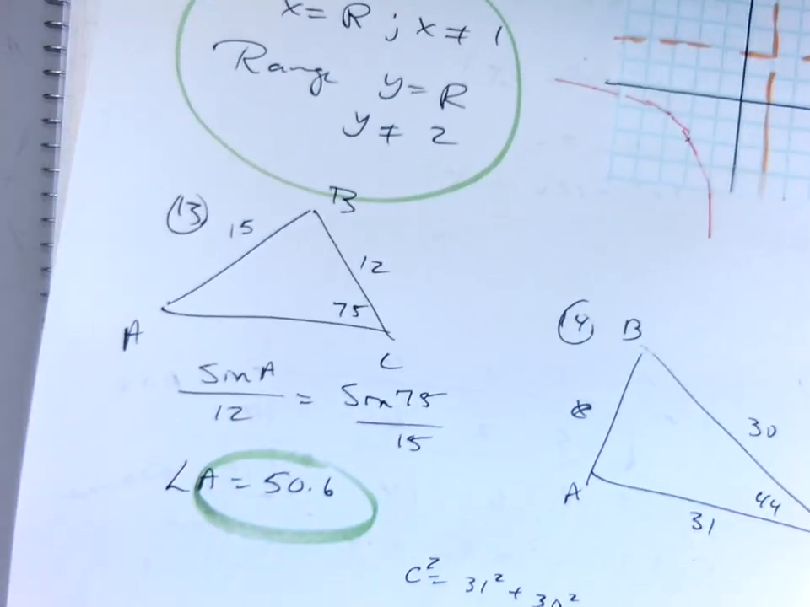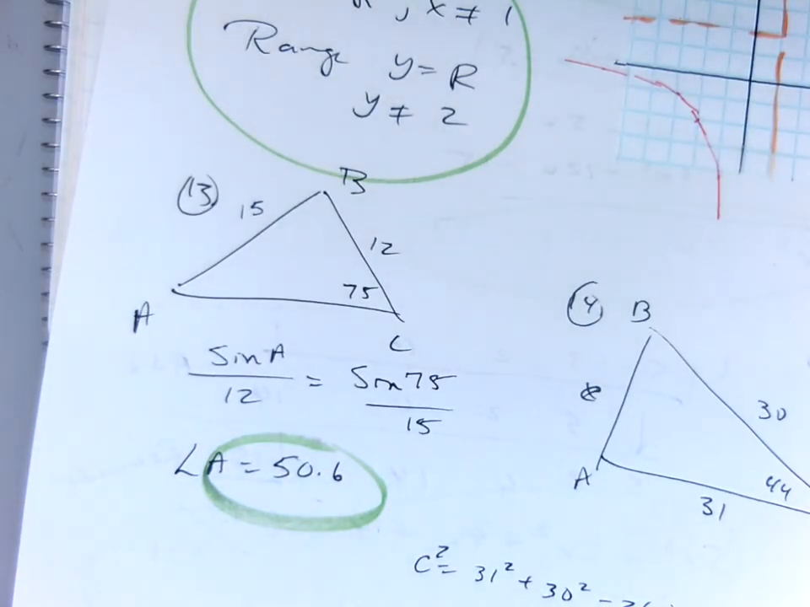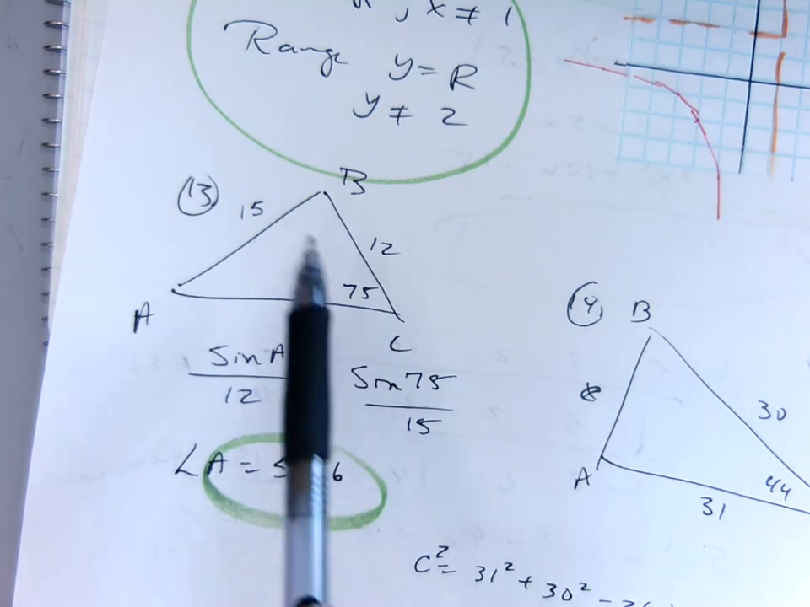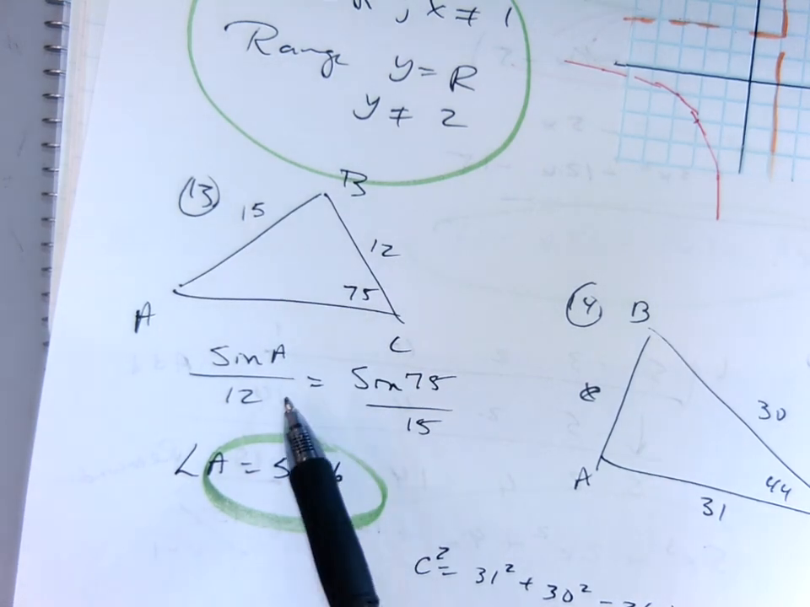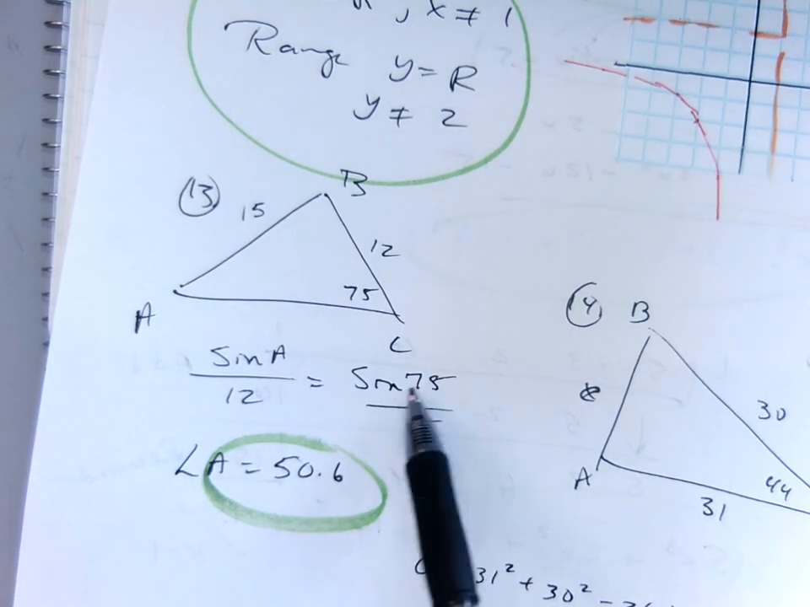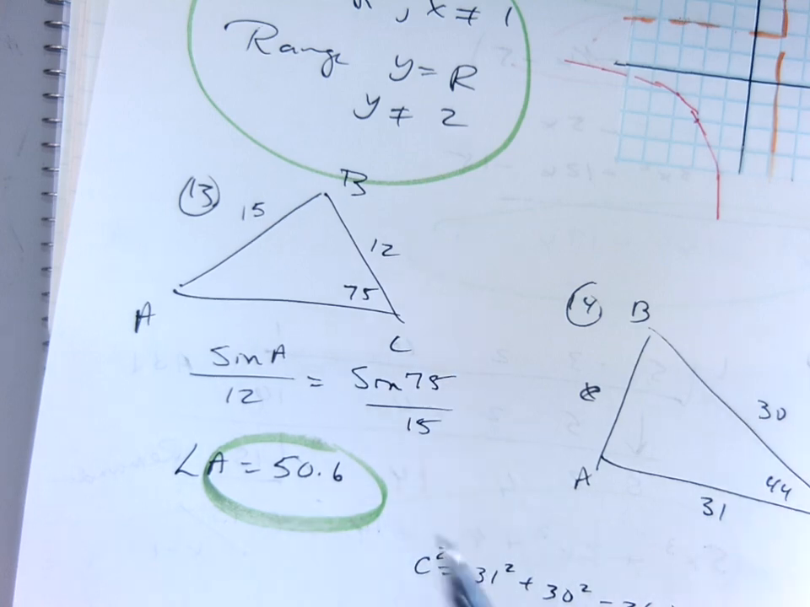Okay. 13, I just want to review a little trig. So we did a little bit of law of sines because I have opposite: sine of A over 12 equals sine of 75 over 15. I multiplied up the 12. I took the sine inverse of that decimal.